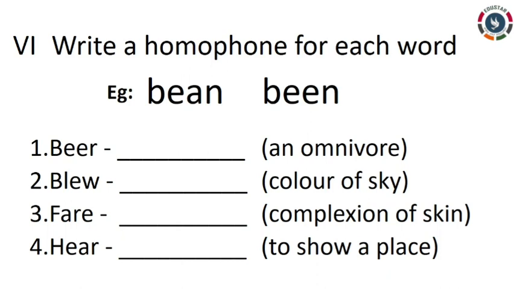Homophone means words with different spellings and meanings but the same pronunciation. For example, bean, been. Here we pronounce both the words the same but they differ in spelling and meaning. In the same way, find out the homophone for these words. I have given a hint to make it easier for you.